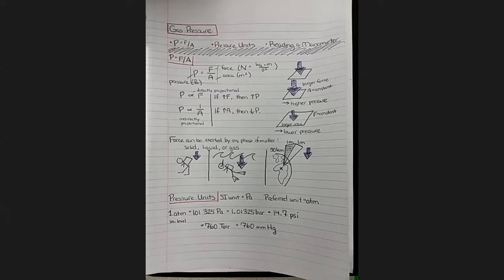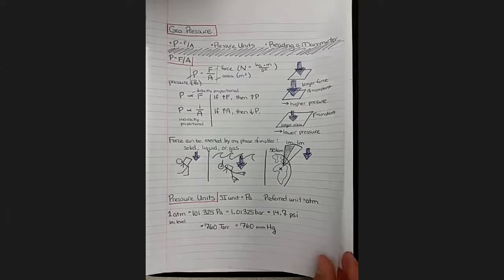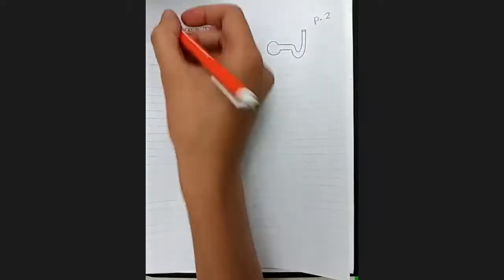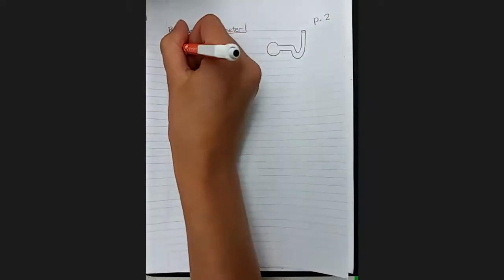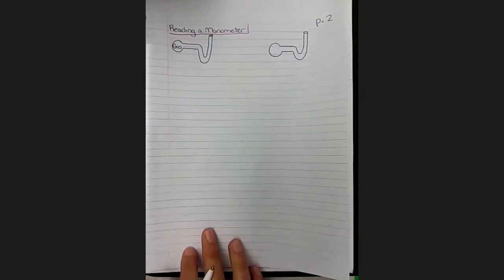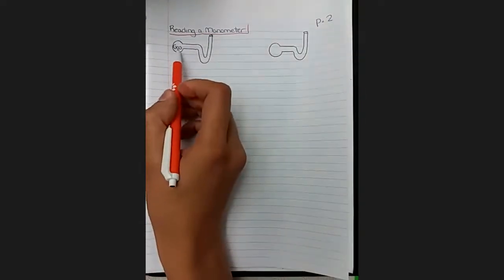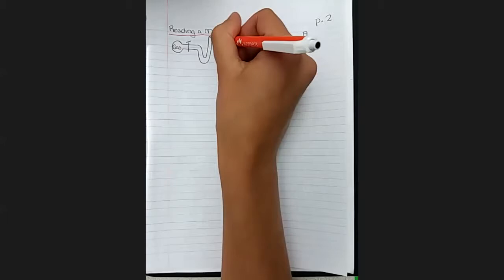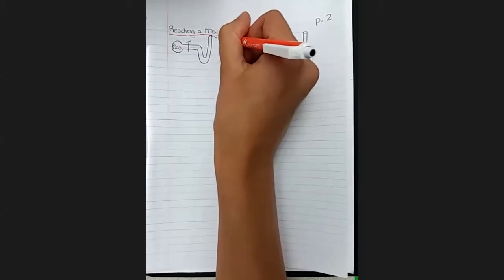Okay, let's move on to the next section. We want to measure pressure, we need to be able to use an instrument, and the instrument of choice for measuring the pressure of a gas in a flask is called a manometer. So the different parts of this are some sort of a flask with a gas in it at one end. The other end, in this case, is open, so this is called an open-end manometer.